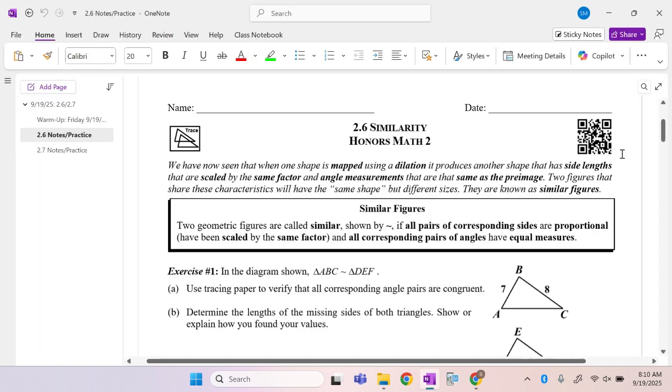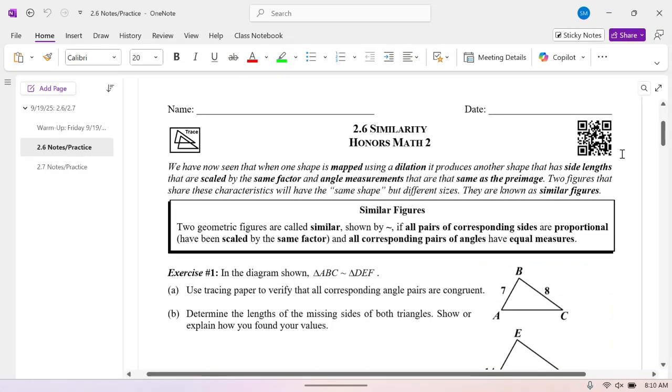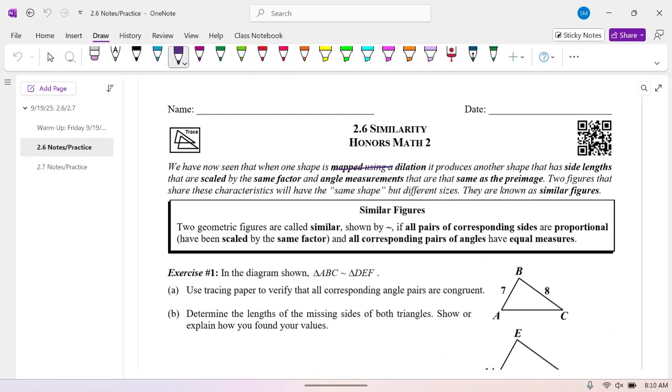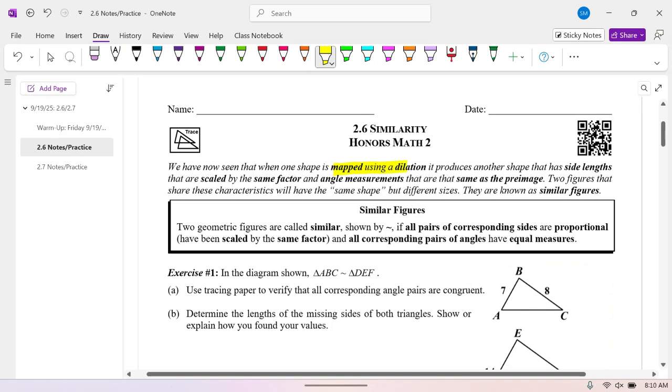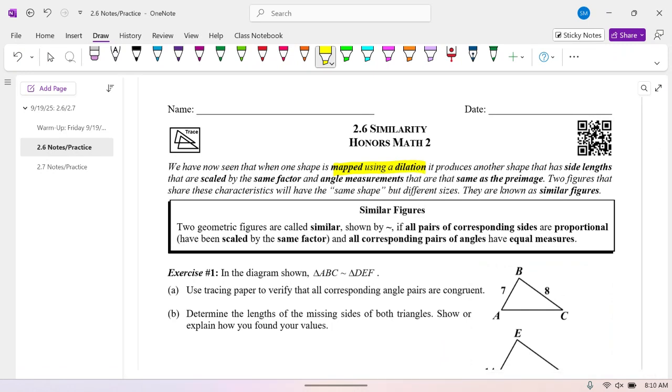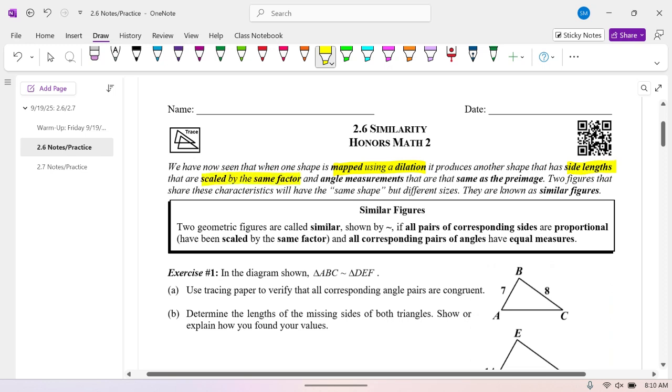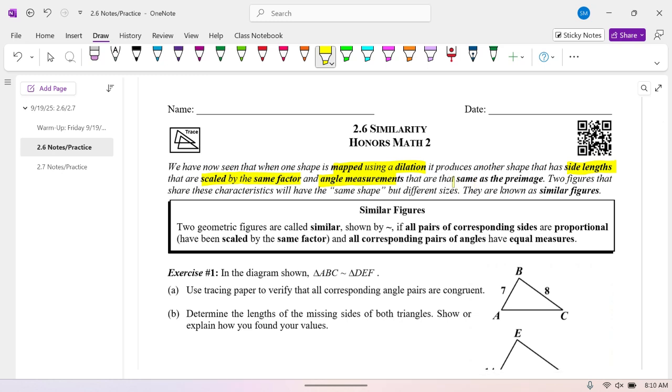All right. So, similar figures. So we have seen how when one shape is mapped using a dilation, it produces another shape that has side lengths that are scaled by the same scale factor and the angle measurements that are the same as the pre-image. So all the angle measures of the shape are congruent, but the sides are not. That's the difference between congruency and similarity. Now, that means they have the same shape, but different sizes. And they're known as similar figures.